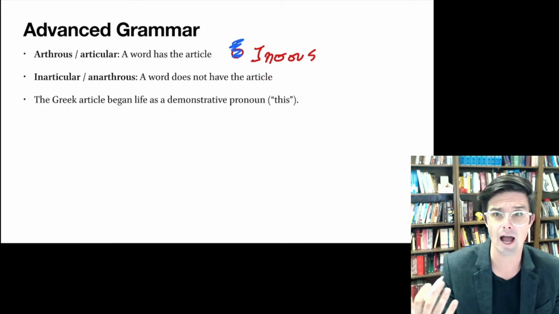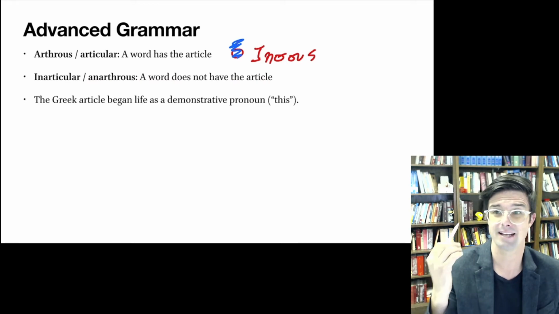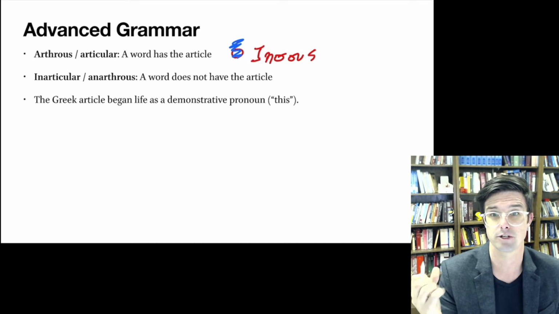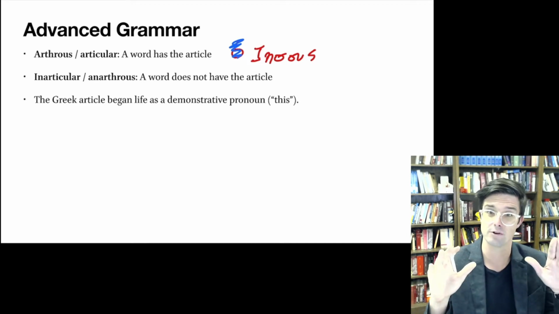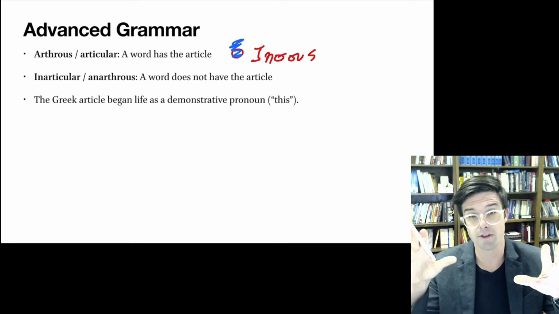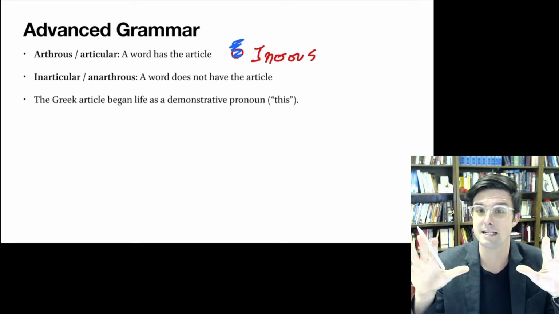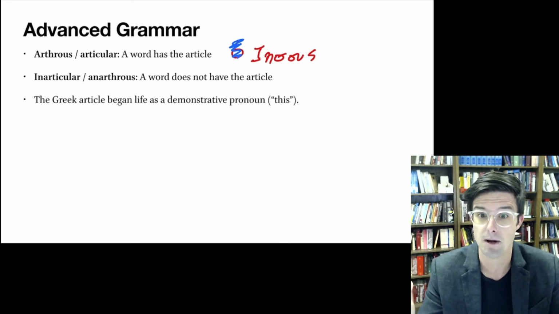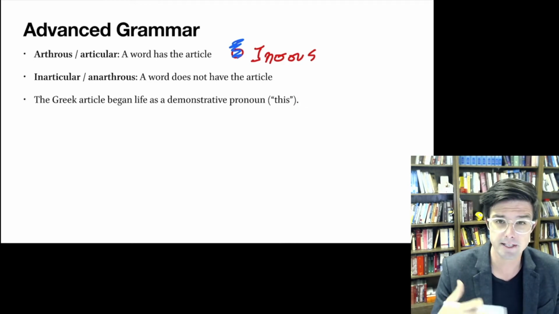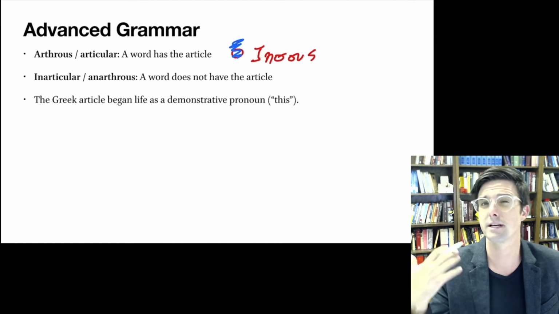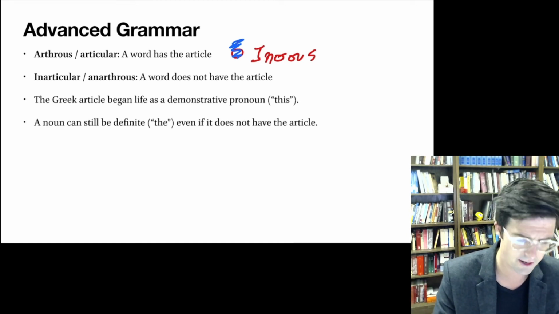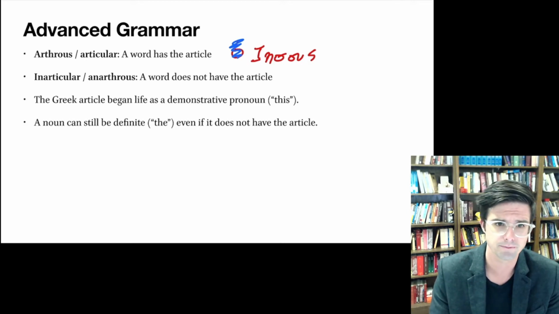It's also helpful to recognize that the Greek article began life as a demonstrative pronoun. So if you look back and you compare your demonstrative pronoun paradigm with your definite article paradigm, you're going to see a lot of similarities in form between the two. And that's partially a result of this. But this also sort of helps to explain some of the functions of the Greek article.